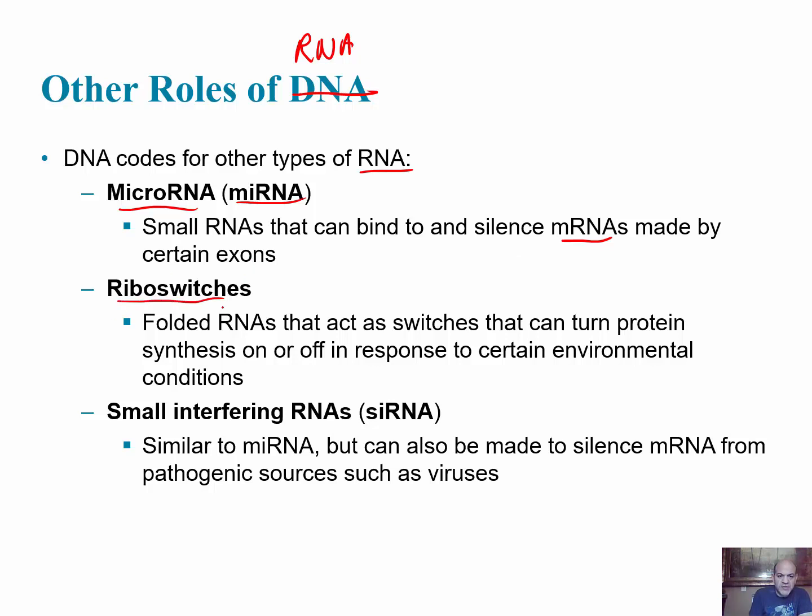And then riboswitches. These are folded RNAs that act as switches that can turn protein synthesis on or off in response to certain environmental conditions. And then there's small interfering RNAs or siRNAs, and these are similar to microRNAs as mentioned right above, but can also be made to silence mRNA from disease-causing sources like viruses. So these might play a role in defense against pathogens.